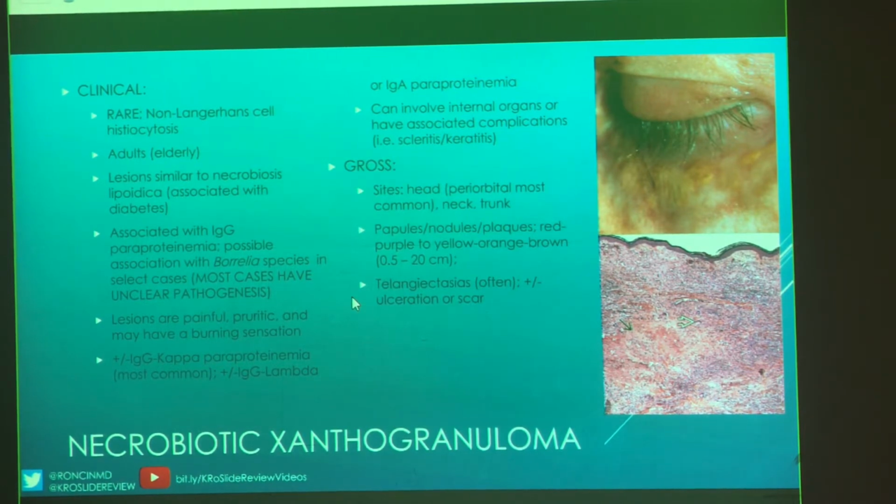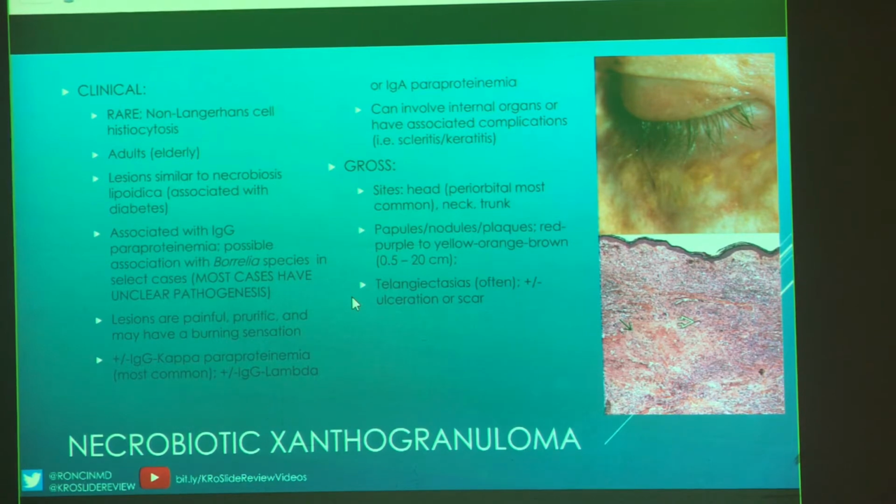So the picture I've chosen also kind of looks like that xanthelasma picture, but these lesions are painful, they're pruritic, and they may leave the patient with a burning sensation in the area of the lesion. As I mentioned before, you may or may not have IgG kappa paraproteinemia, which is the most common. Again, kappa is more common than lambda, but you could see IgG lambda or even IgA paraproteinemia. These can involve internal organs, and they can have other associated complications related to that.